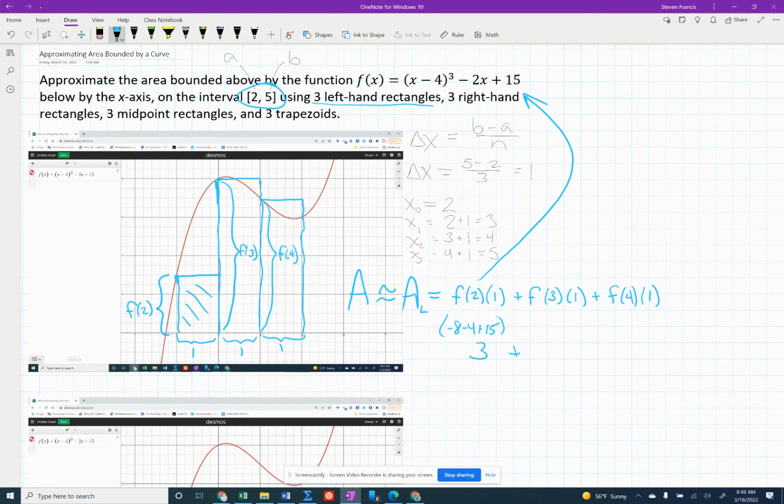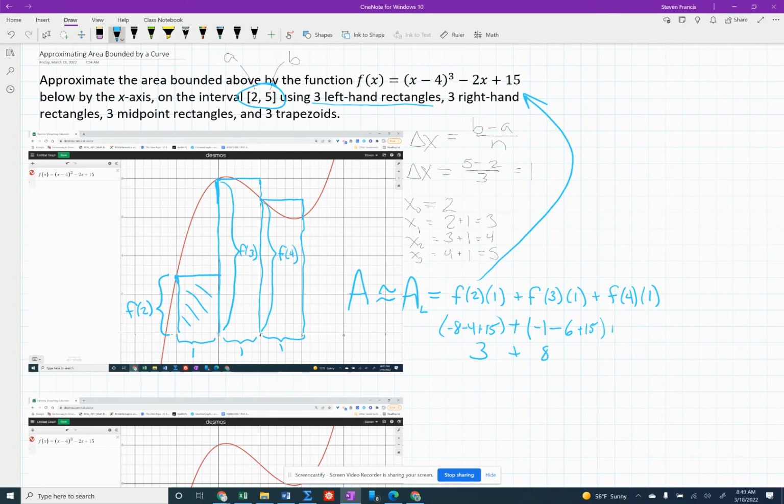Then I'm going to plug 3 in up there. 3 minus 4 is negative 1. Negative 1 cubed is still negative 1. And then 3 times 2 is 6, so minus 6, plus 15. Then I'm going to multiply by 1. That looks like 8.